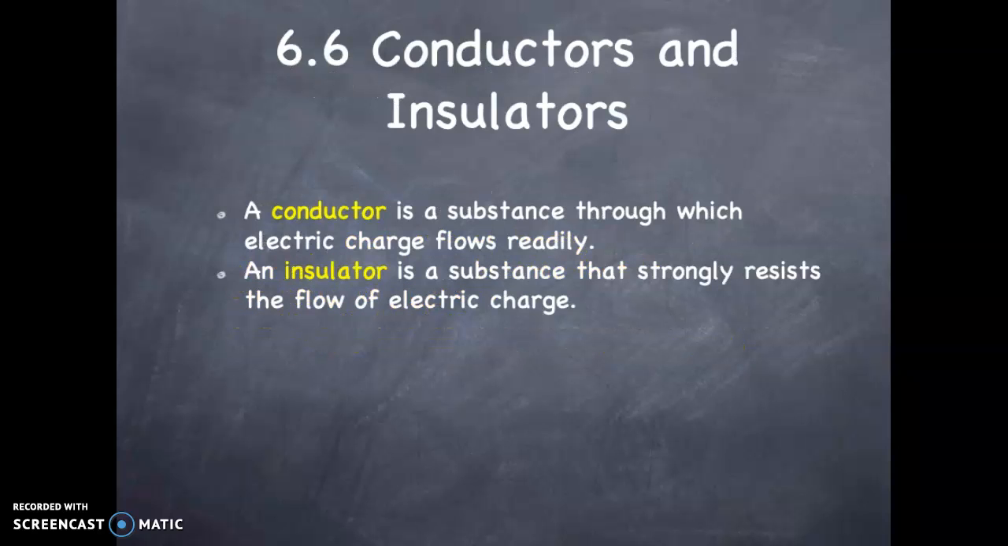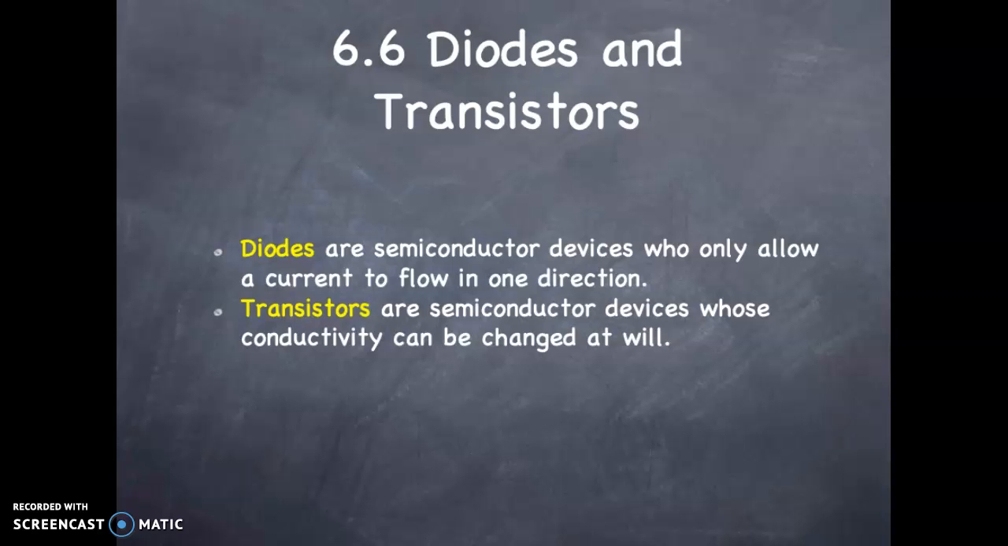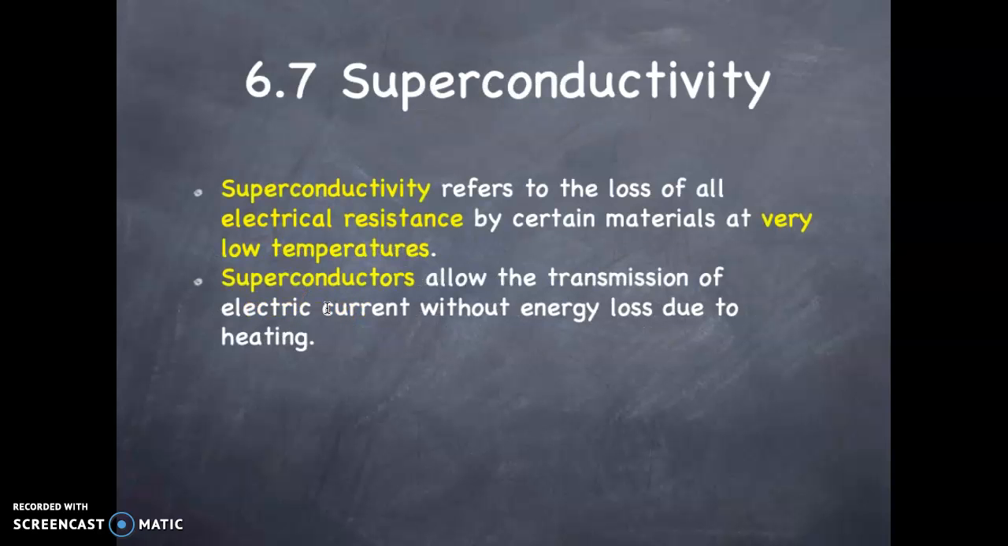And then we have different kinds of matter: conductors, insulators. We have semiconductors as well, and diodes and transistors can be made. Diodes are semiconductor devices that only allow current to flow in one direction. And transistors are semiconductors whose conductivity can be changed at will. Notice I mentioned the word current here. We will talk about that in a moment.